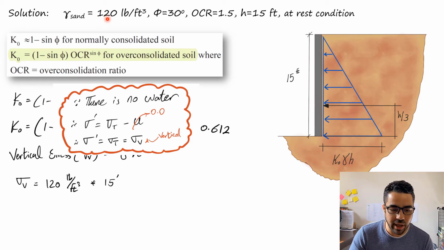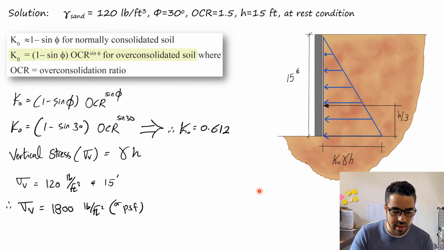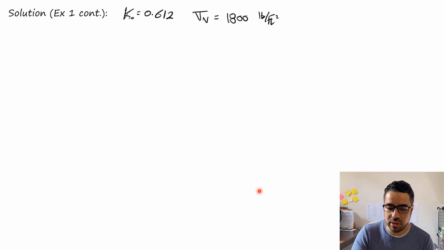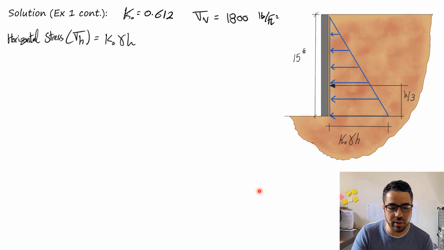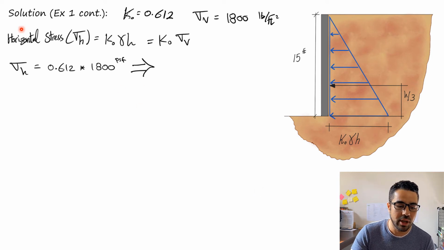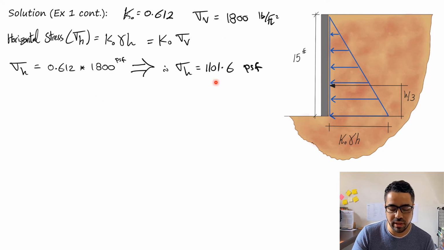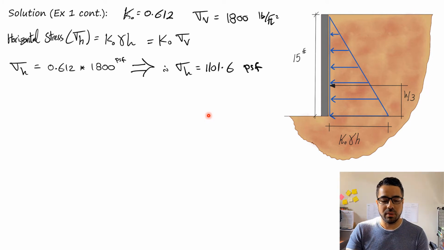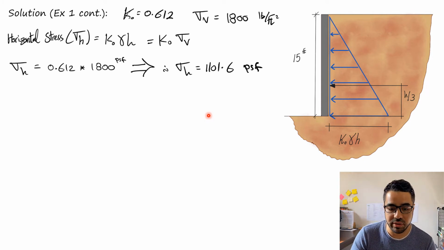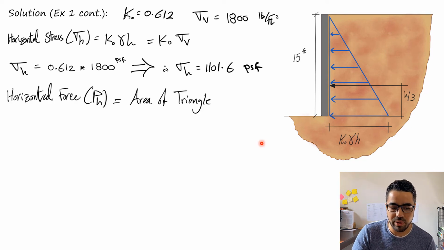The density is 120, it's given. 15 is the height of the wall, and that gives us 1800 psf vertical stress. Now we have the K naught and the sigma v. We multiply them: 0.612 for K naught times 1800 for the vertical stress gives us 1101.6 psf horizontal stress. This is basically here.